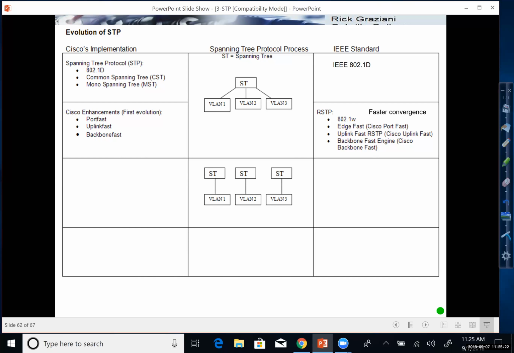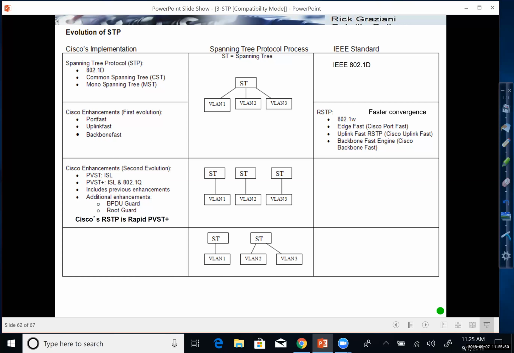Then Cisco introduced what we just saw, per VLAN spanning tree, and that allowed us to have different root bridges for different VLANs. Cisco also added something called BPDU guard and root guard. I'm going to talk about BPDU guard and PortFast in a later video because those are both very important enhancements.